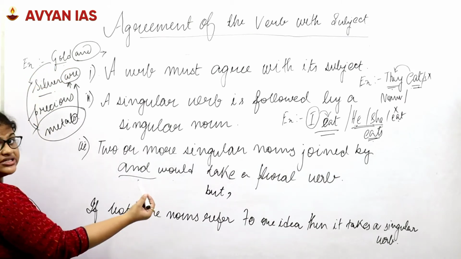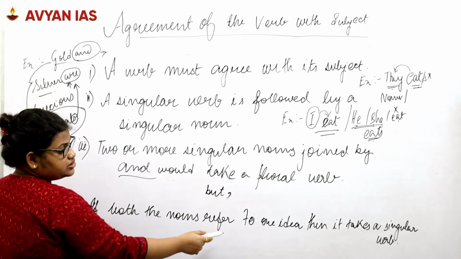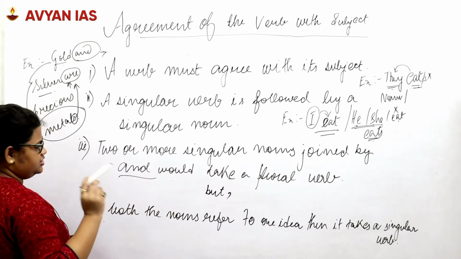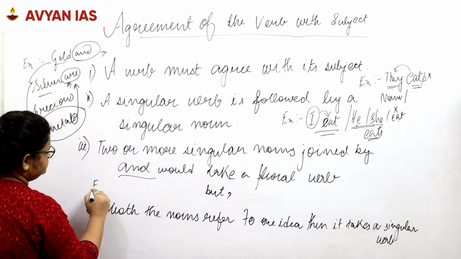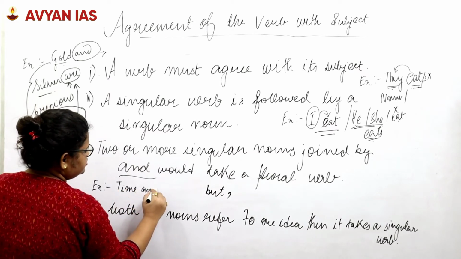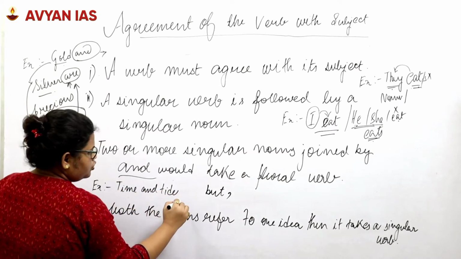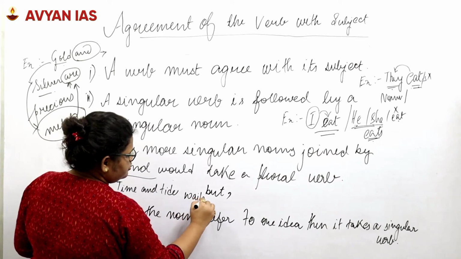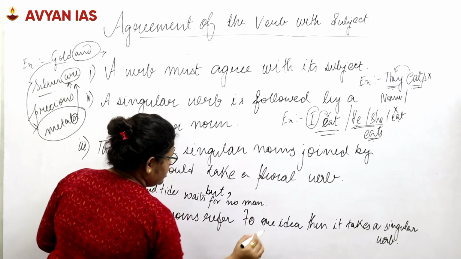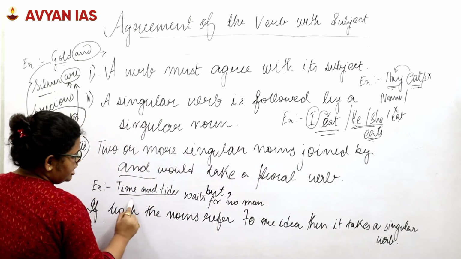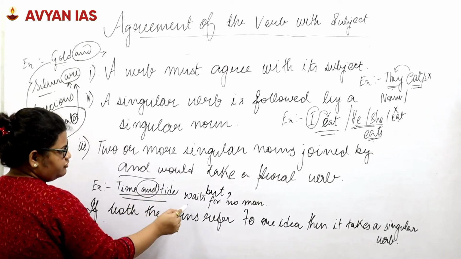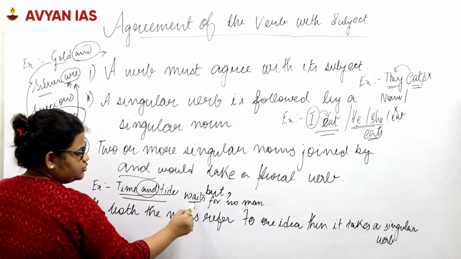However, if we come to the second part of the rule, if both the nouns refer to one idea, then it takes a singular verb after it. For example, time and tide waits for no man. As we can see, time and tide are also two subjects joined by and. However, it is being followed by a singular verb.